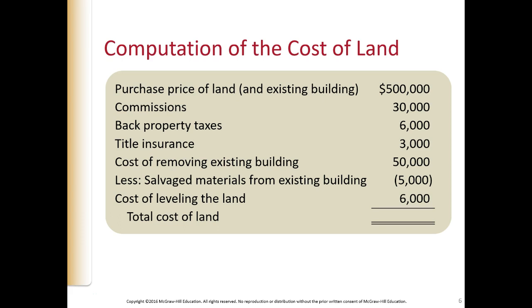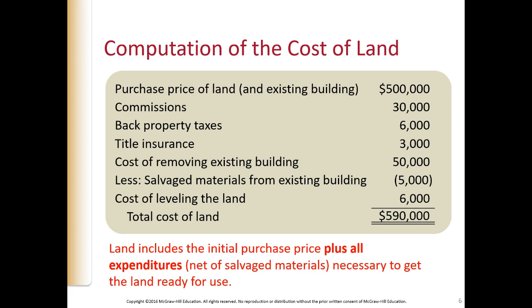That cost you $50,000. And then you sold some of the salvage materials from the old building, the existing building, for $5,000, and that reduces your cost of the land. This is money you got back from selling the old building parts and debris and so forth. Cost of leveling the land, it goes in here, $6,000. And so in your land account, you'll have $590,000. So again, the amount in your land account includes the initial purchase price plus all expenditures, net of the salvage materials like the $5,000 we see up there earlier, necessary to get the land ready for its use.